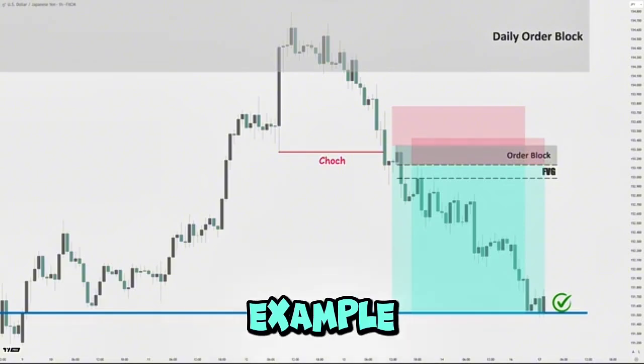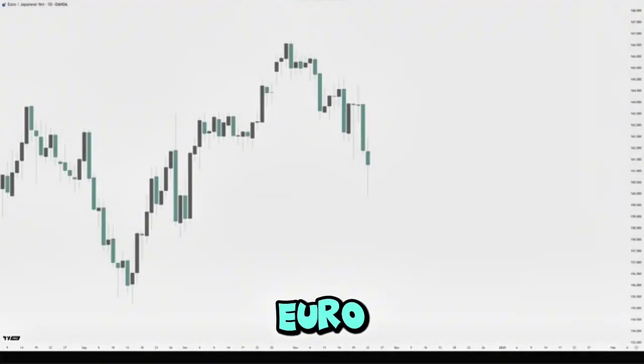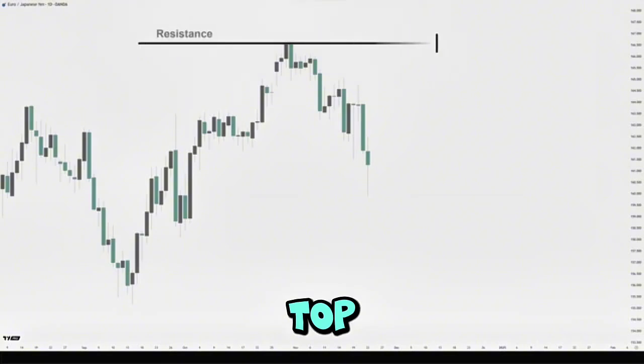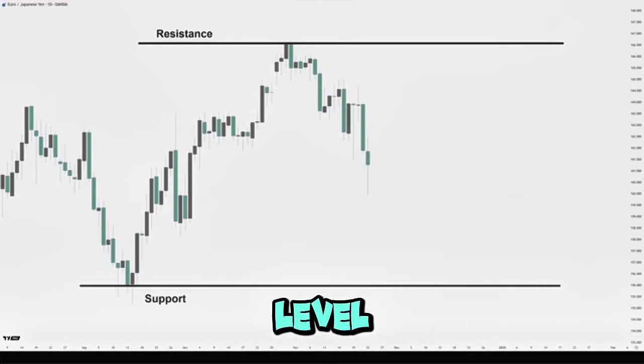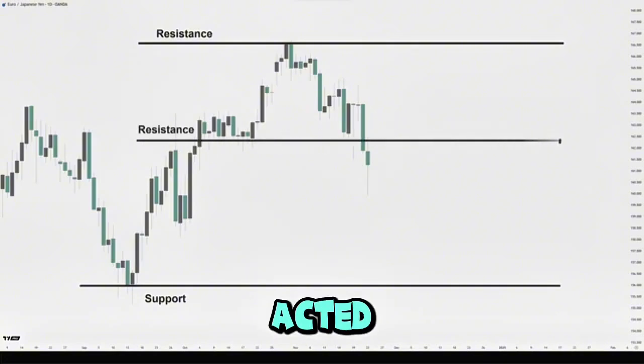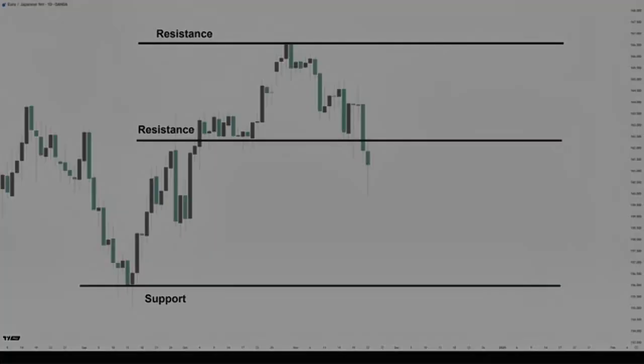Now let's see another example. Here on the Euro-Yen daily chart, let's mark the key levels. At the top, this is the highest price reached recently and was rejected. At the bottom, this could be a potential support level when the price taps into it again. Also, we have this level that has acted as support and resistance multiple times. So, we mark it in. Right now, the price has broken below this level, so we expect it to drop to the next level in front of the price.